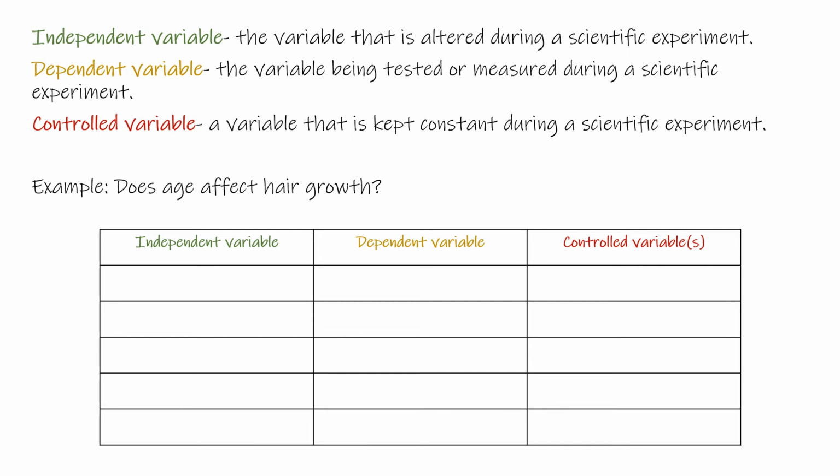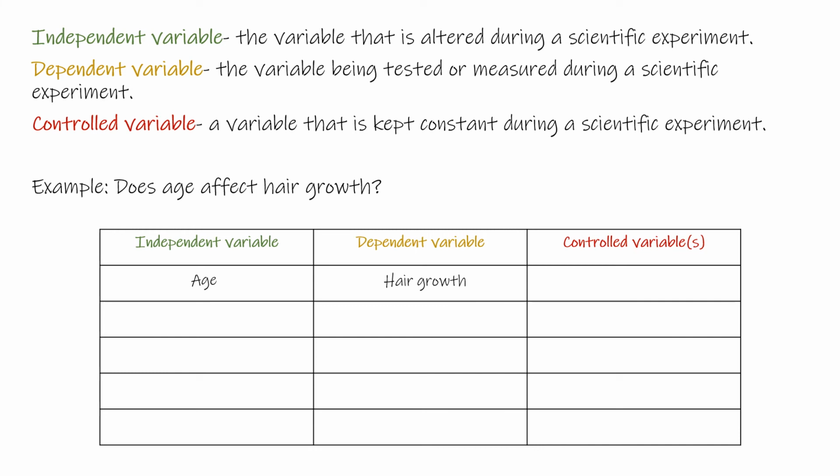So remember that the independent variable is the variable that is altered during a scientific experiment. And the reason that we're altering this variable is because we want to see how it affects the dependent variable. So the independent variable in this case will be age, meaning that we're going to use subjects of different age to see how age will affect the dependent variable, which is hair growth. The dependent variable is the variable that we are measuring. So we want to see how age affects hair growth. How does the hair grow of someone that is 12 years old compared to someone that is 50 years old?